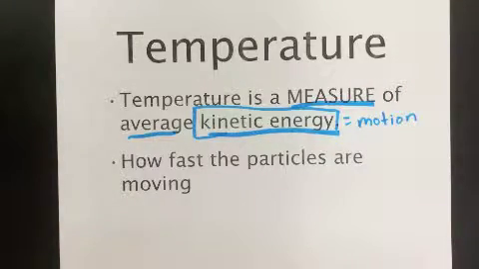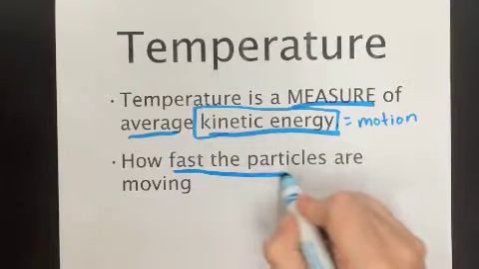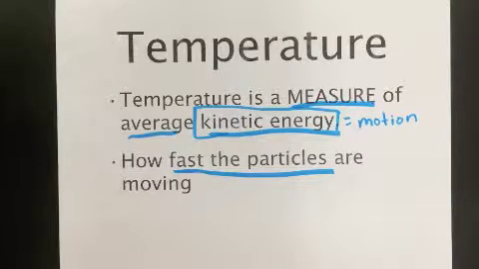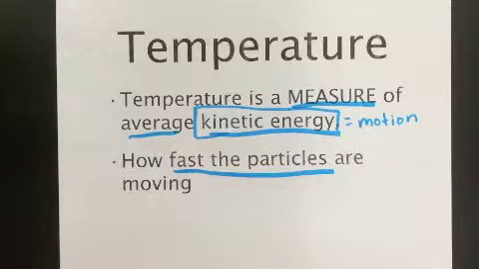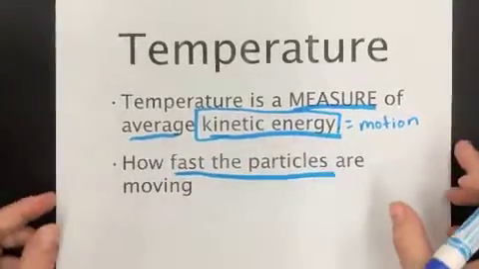So pretty much what temperature is telling you is how fast the particles are moving in that particular substance or area. So when we say that it's 75 degrees in a classroom, it's actually telling you that your particles are moving fast, but really not too fast, or it would be extremely hot in the classroom. Okay, so what does that mean?